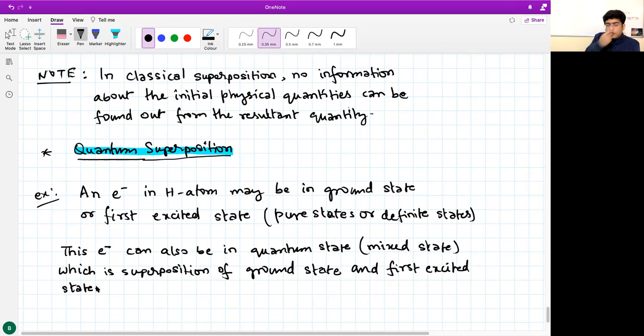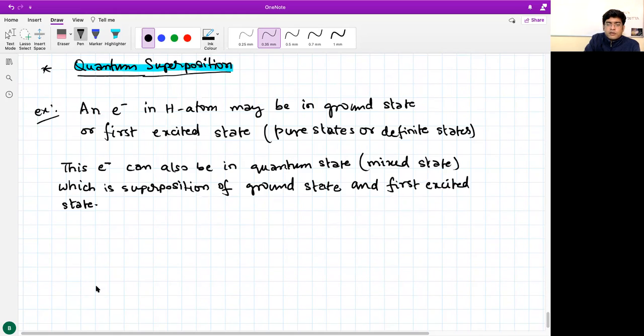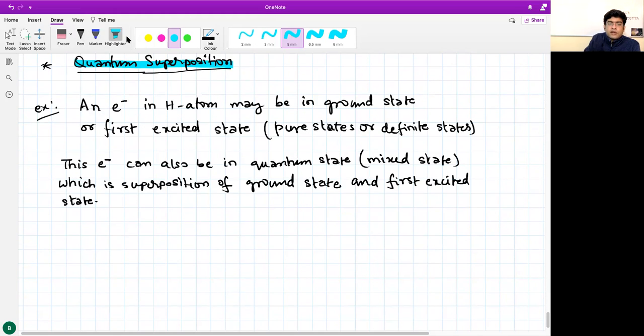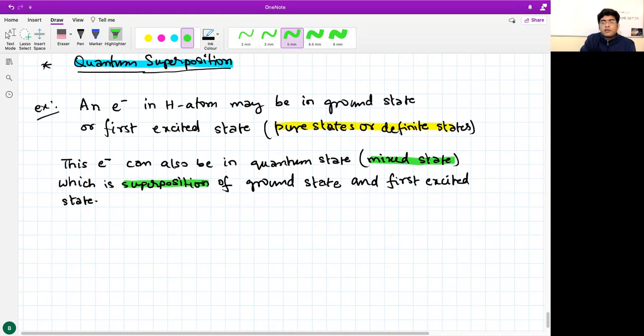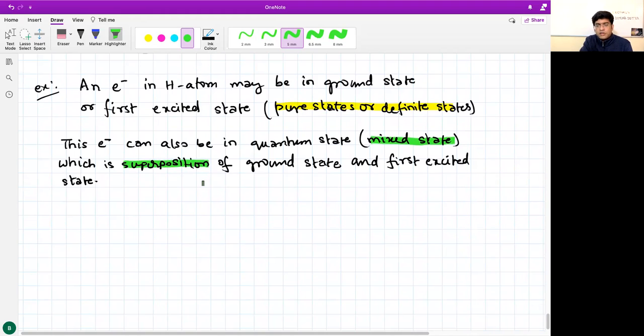So there are two things. One is that it could be either in the ground state or in the first excited state. These are called pure states, or definite states. The other could be a mixed state, which is a superposition state, where it could be in the ground state and the first excited state simultaneously. But it depends on when we measure what happens.